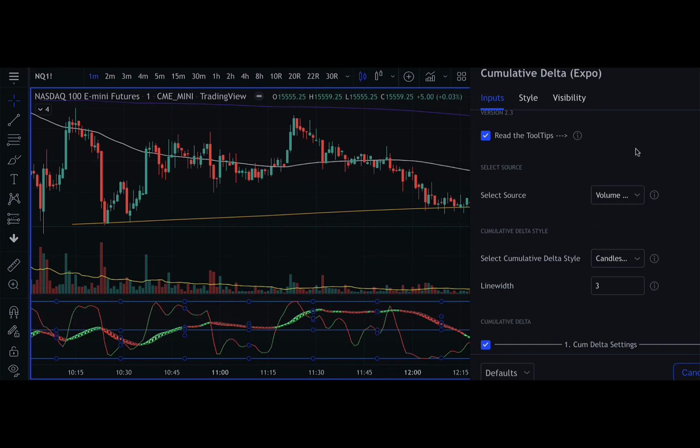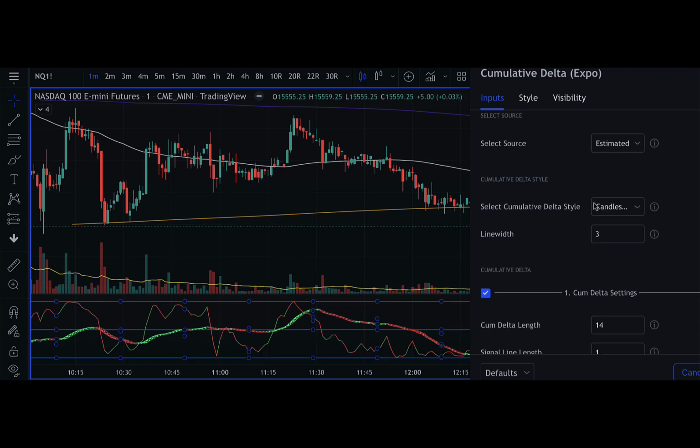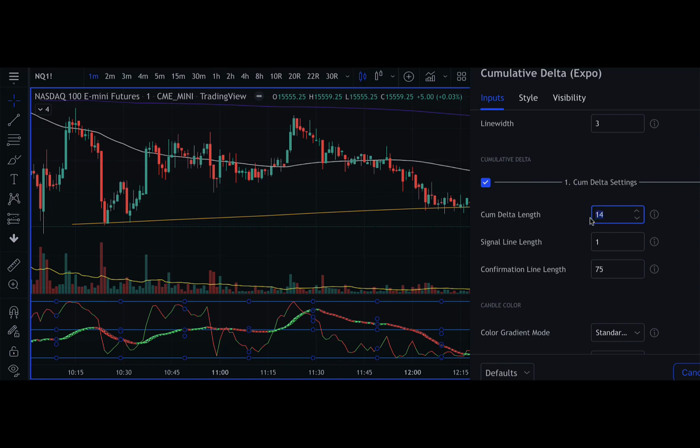Come down here to volume data enhanced, and the one thing I notice is it's much smoother. It's definitely much smoother, but very similar to the volume data. So I'll let you guys make a decision as far as what source you like the best. For me, I definitely like the estimated the best. So we have it set on estimated, and again, I have the length for these candles set at 14. The signal line is set at a 1, and we still have the confirmation line at the default 75. We'll come back to the confirmation line in a second.